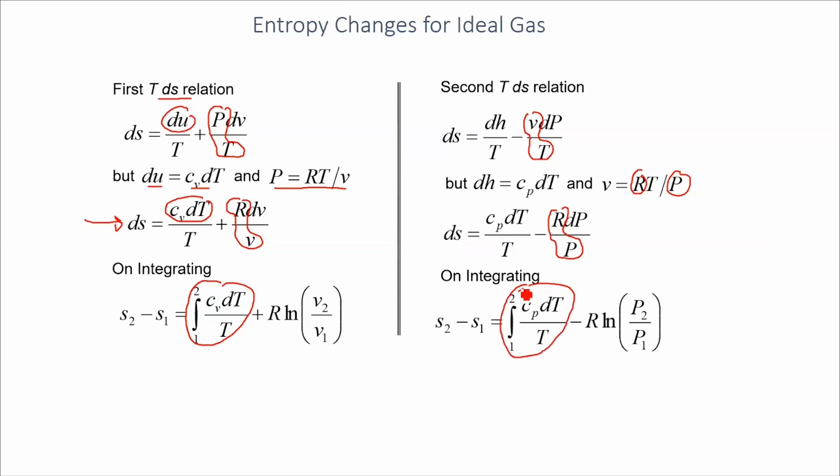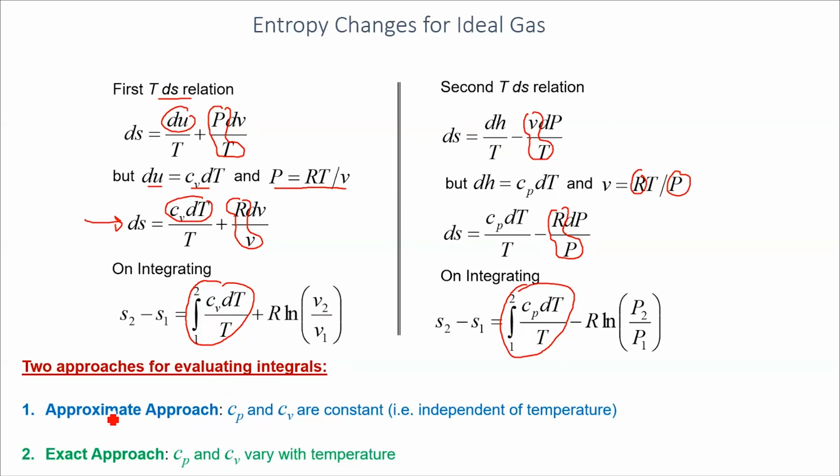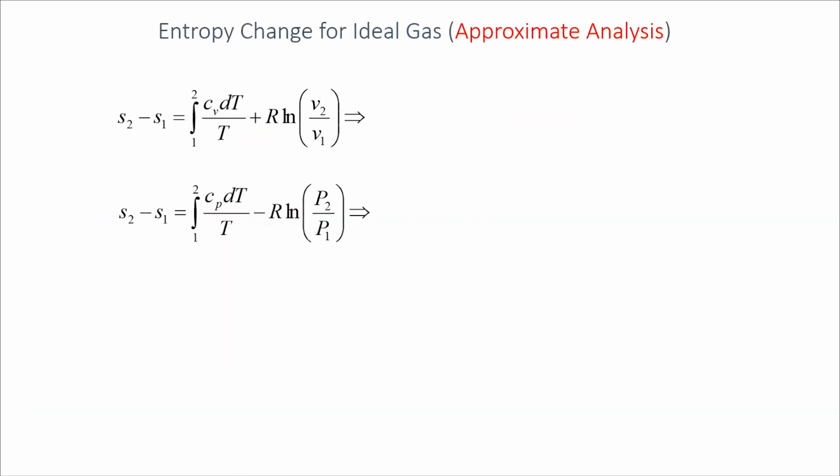There are again two methods to do that. One is the approximate analysis. Approximate approach means you take the average value of Cp and Cv independent of the temperature. We'll see how we can do that. The other is the exact approach, where you do the integration of Cp and Cv with regards to temperature and do the analysis. So we'll look at the two approaches one by one. The first thing is that you do the approximate analysis.